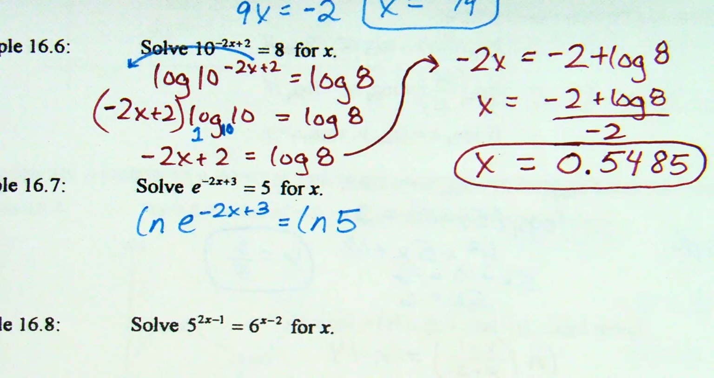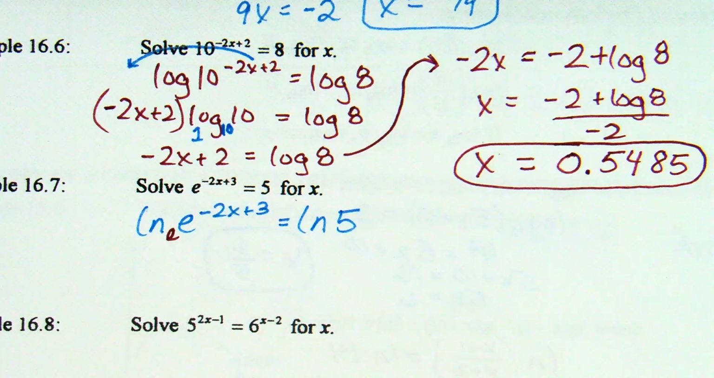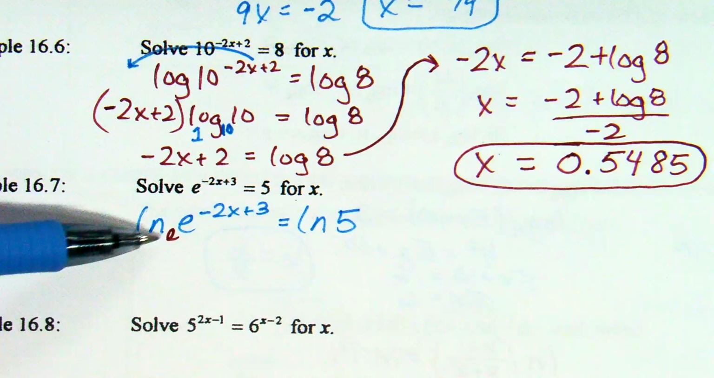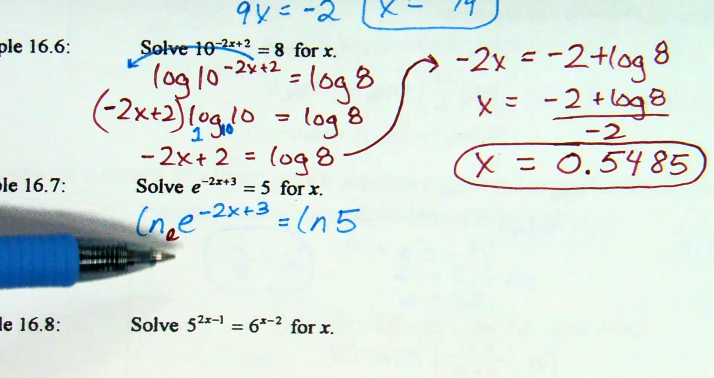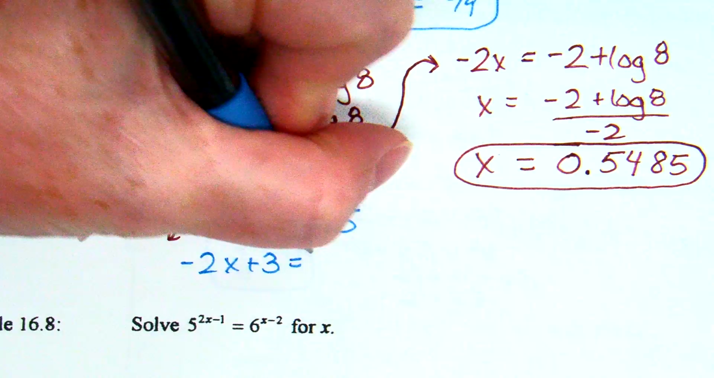I could have done it a step before last time. What base is natural log, did we just say? Do you remember the rule right there? Well, it's natural log, so this is 1. But since the power is what remains, when you have natural log or any log and the bases are the same, it's just equal to whatever's in the power. So negative 2x plus 3 equals natural log of 5.